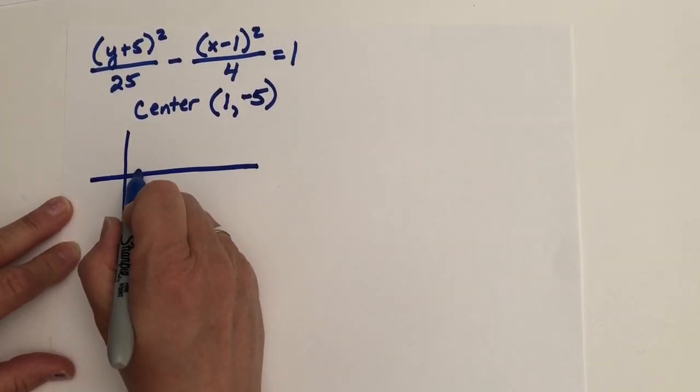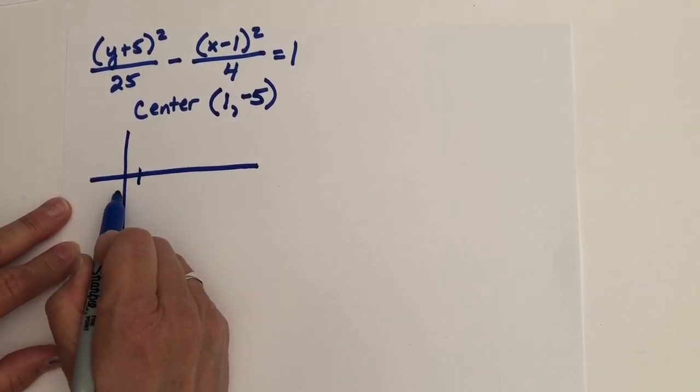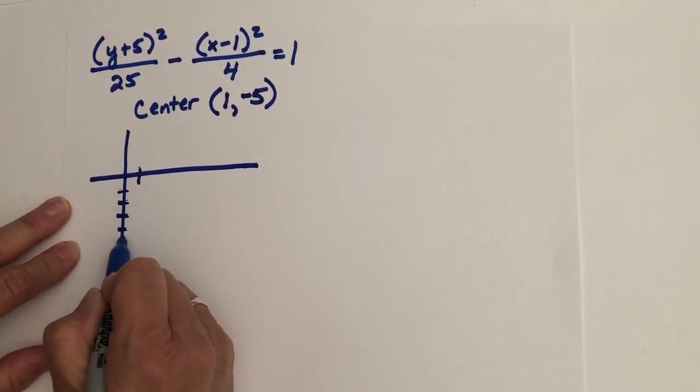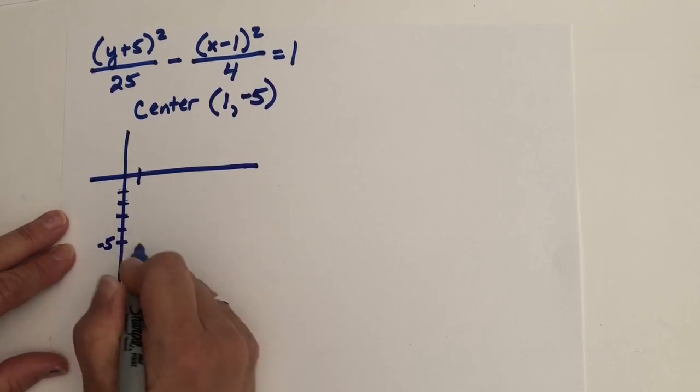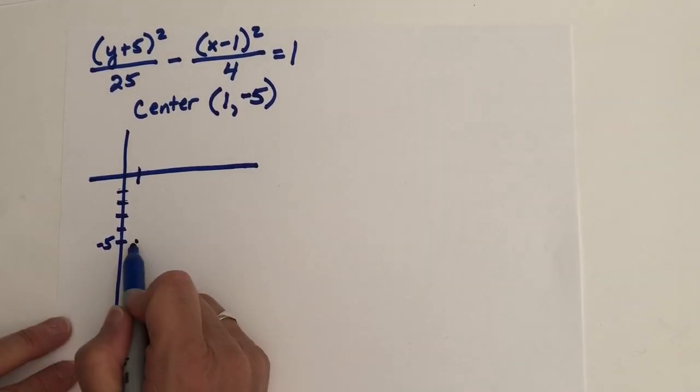So I'll just move over 1 unit and down 5. 1, 2, 3, 4, 5. Here's negative 5 right here. And I'll just put that point there. There's our center.